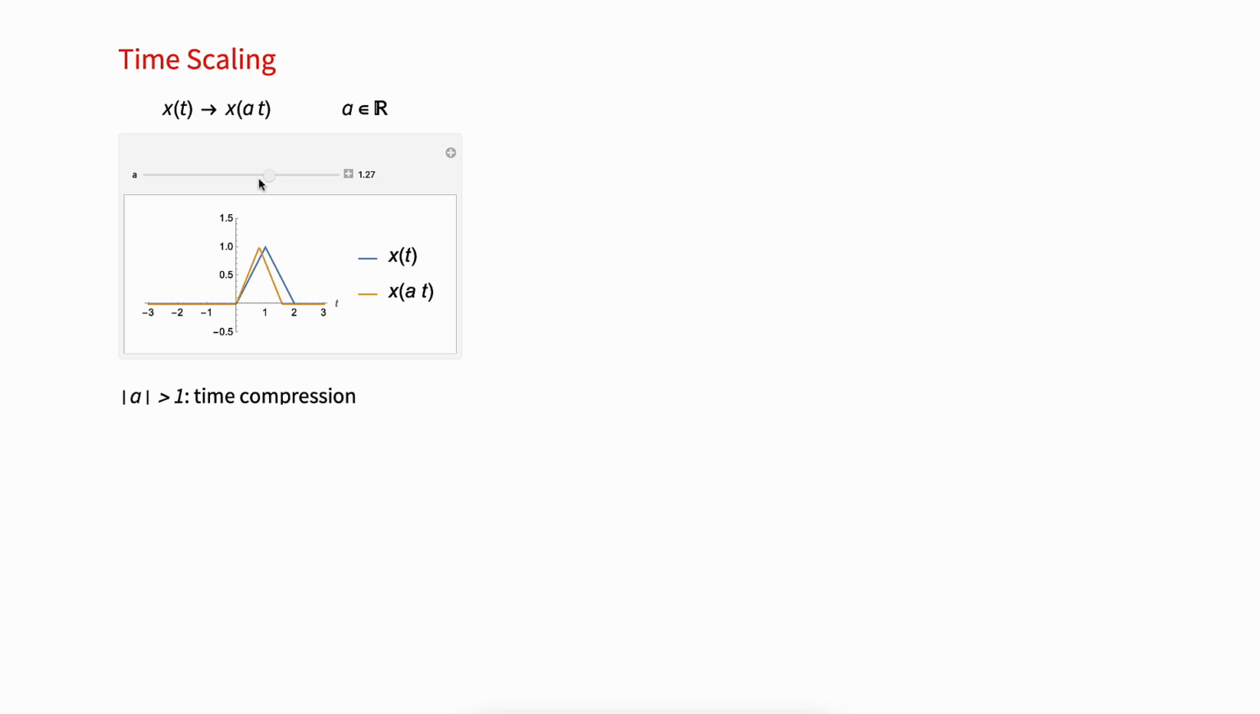And when the value of a is positive and less than 1, you can see that the signal is expanded horizontally. This is called time expansion. If a is equal to -1, the signal gets flipped horizontally through the vertical axis, and this operation is referred to as time reversal.